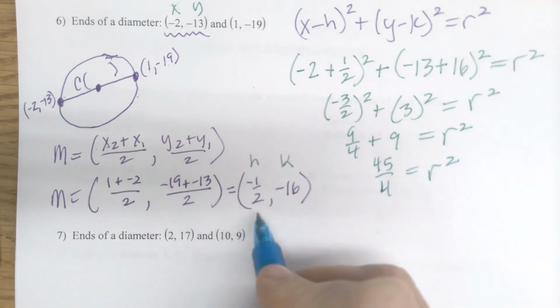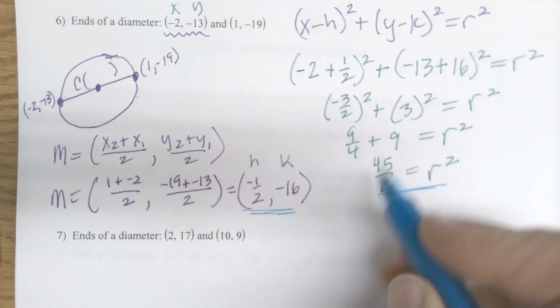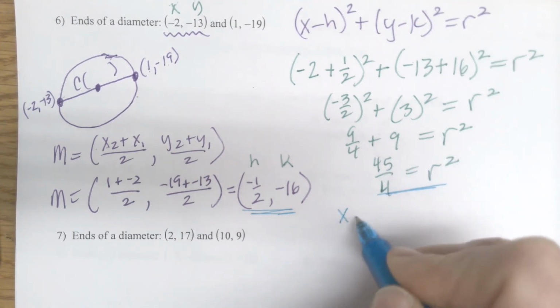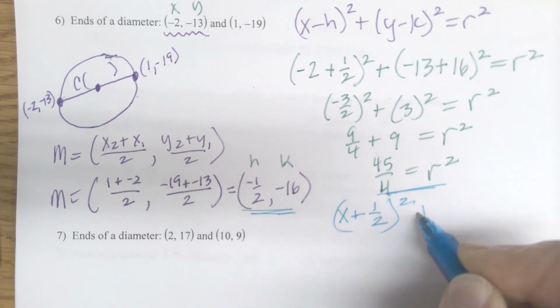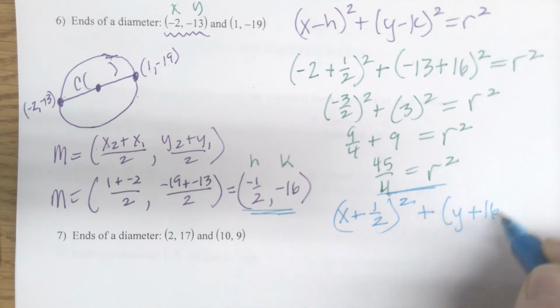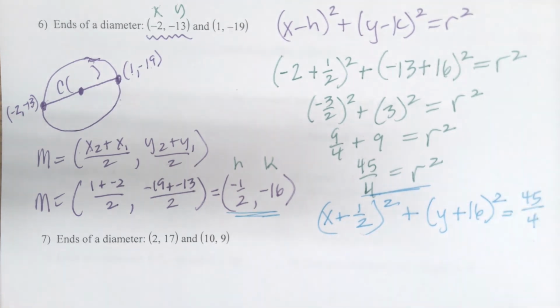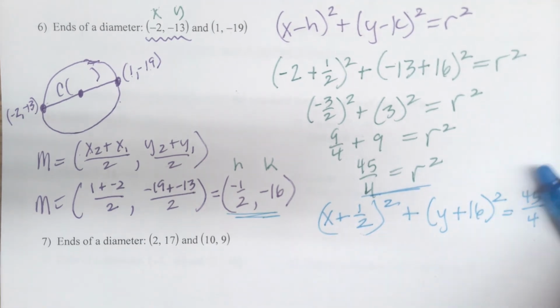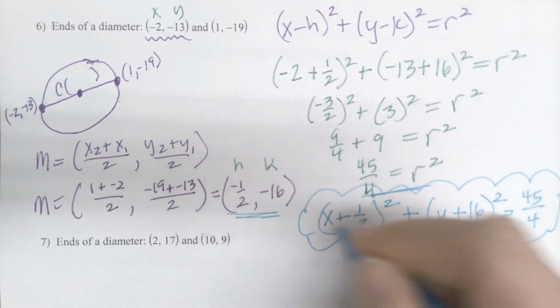Now I've got the center, I had to find that. I've got the radius squared, I had to find that. Now I'll put it together in my equation. x minus negative 1/2 squared plus y minus negative 16 squared equals r squared. Again, this would be my final answer.